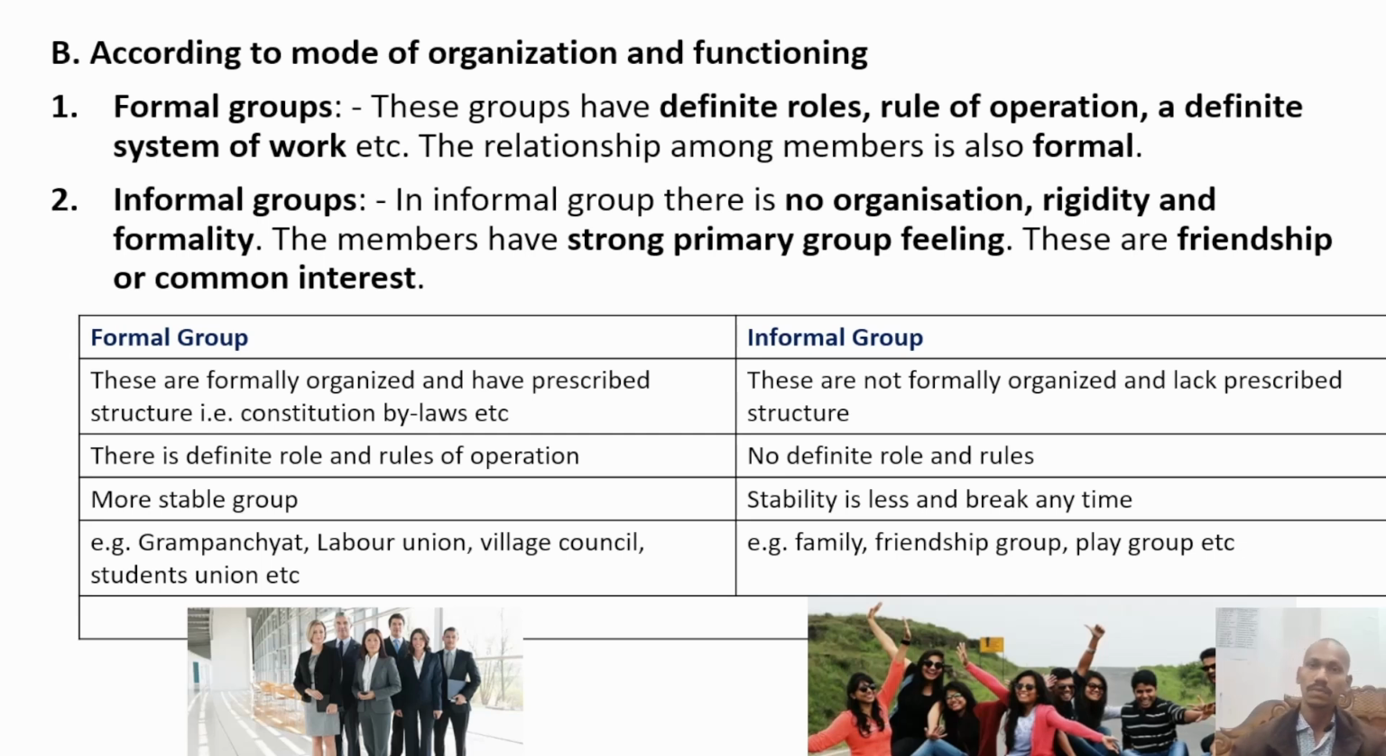Formal groups have definite roles, rules of operation, and a definite system of work. You will have these duties and these rules, you have to follow this. Each member has a role, a name, and a position. They have to follow that. This is what a formal group is. Along with that, relationships among members are really formal, so they do not get much personal with each other.